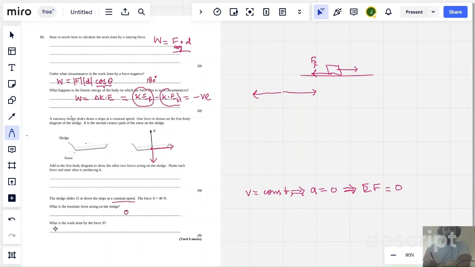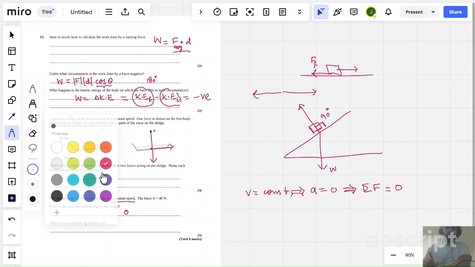The last part asks what is the work done by the force N, that is the normal force. Now let me draw the diagram here, and I will exaggerate the slope. So if this is our sledge, this is the normal force. Remember that normal force is always perpendicular to the contact surface. So as you can see here, it's making a 90 degrees angle, and we'll have weight acting downwards.